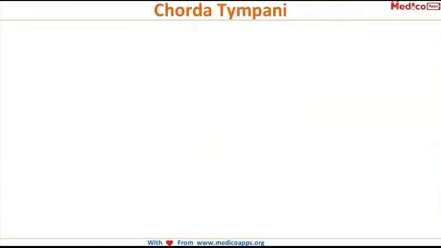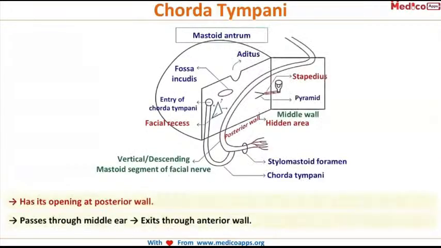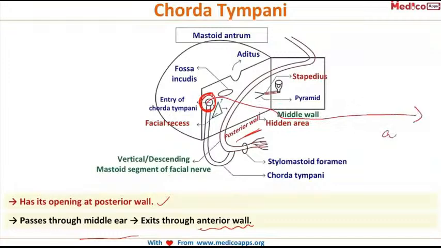Now the next important structure is the chorda tympani. It has its opening at the posterior wall. As you can see, this is the entry of the chorda tympani nerve. It passes through the middle ear and exits via the anterior wall. So it enters via the posterior wall, passes into the middle ear and exits via the anterior wall.